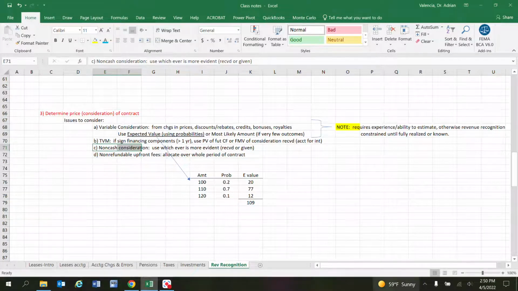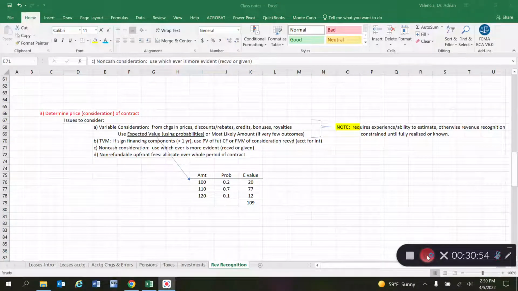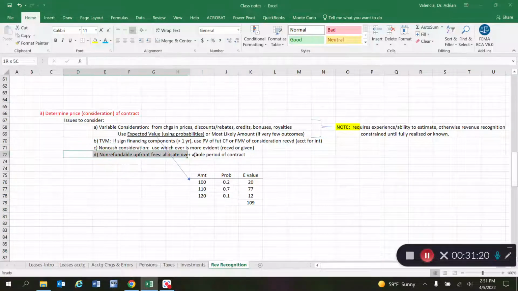And then the other thing that we need to consider is non-refundable upfront fees. So if prior to this contract actually starting out, you have some fees that are charged, and the contract goes through and everything goes well, then those amounts need to be allocated over the whole period of the contract. Again, this is going back to revenue recognition. So you're not going to recognize the whole revenue at once for this. It's going to be over the period of time. Okay, so that's the third item.